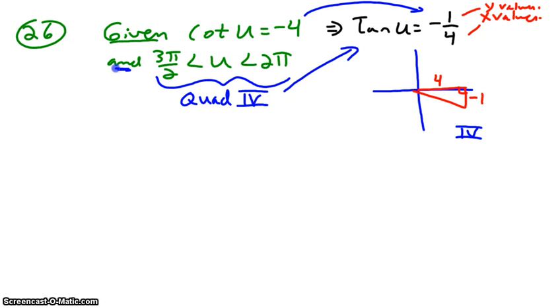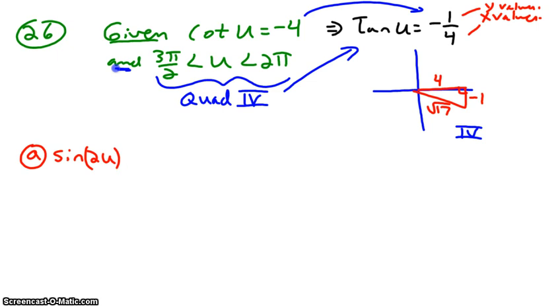Now what does that give me for a hypotenuse? Well, if I do the quick work, Pythagorean theorem, I get radical 17. So how does that apply to our problem? Well, our problem actually asks us three parts. It says find the sine of 2u.